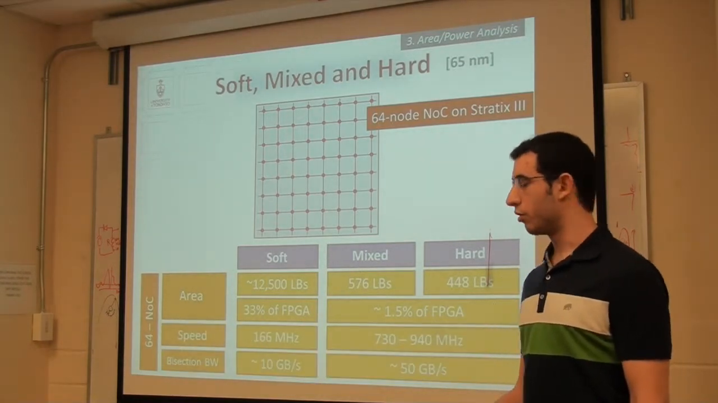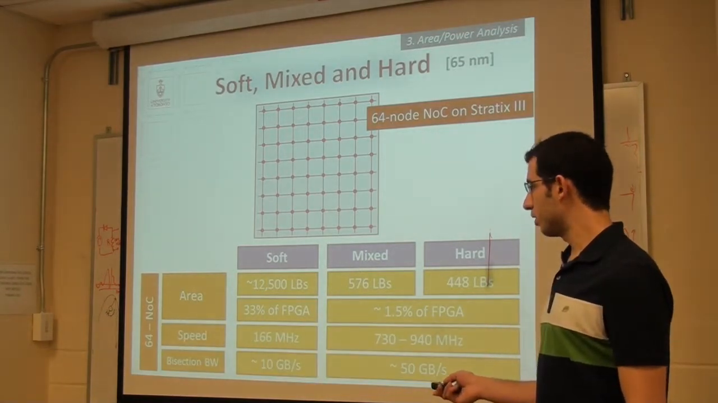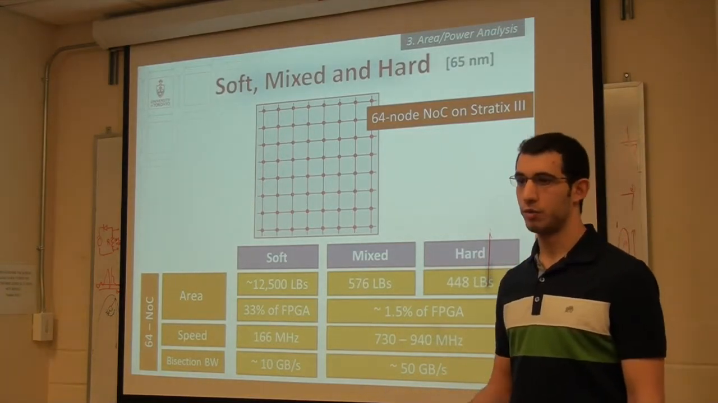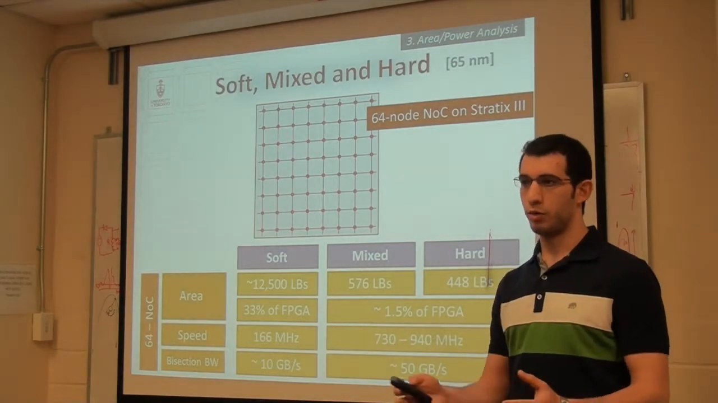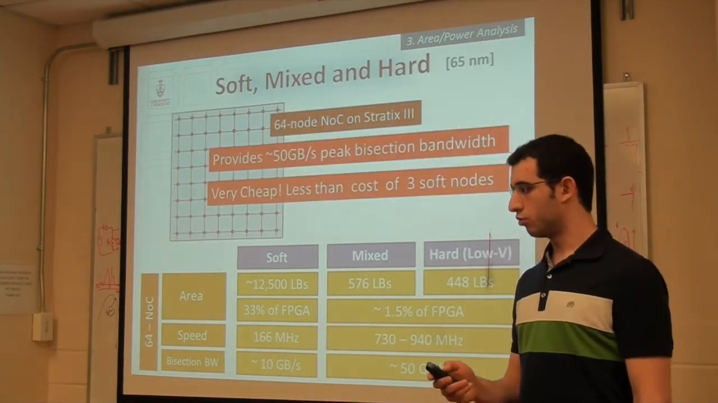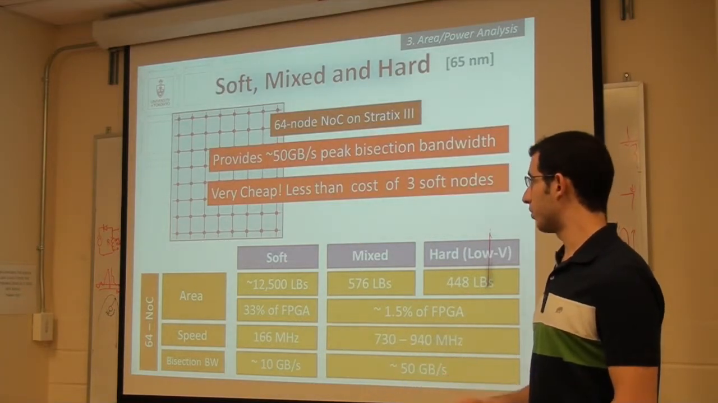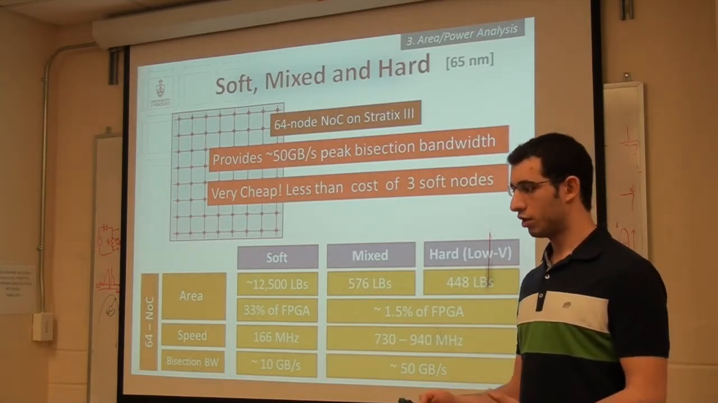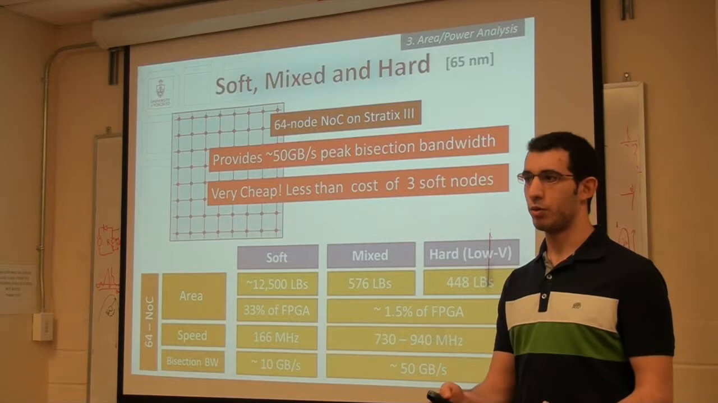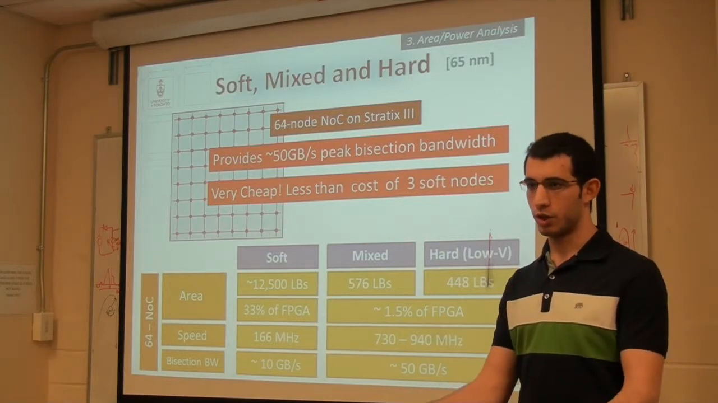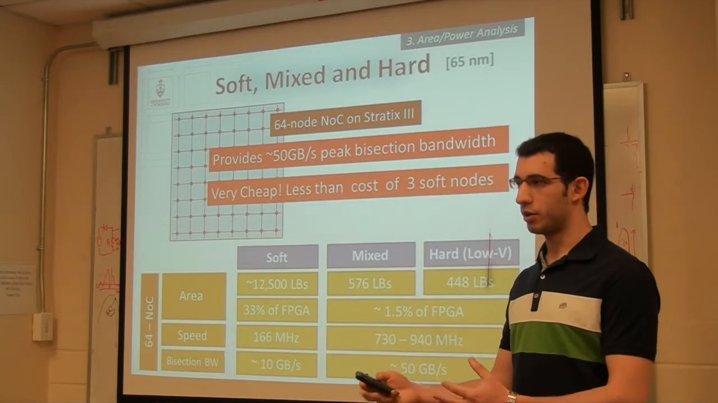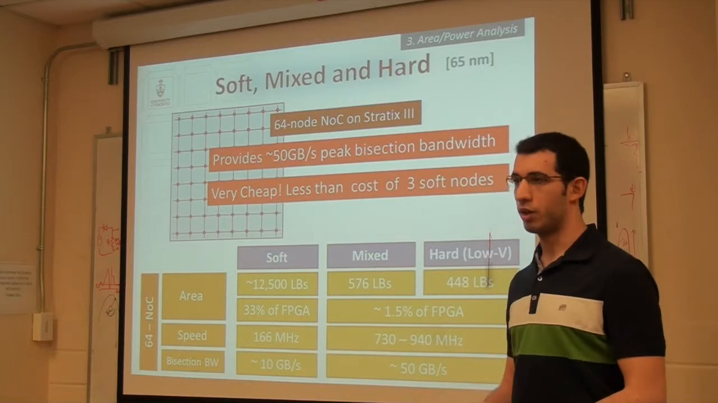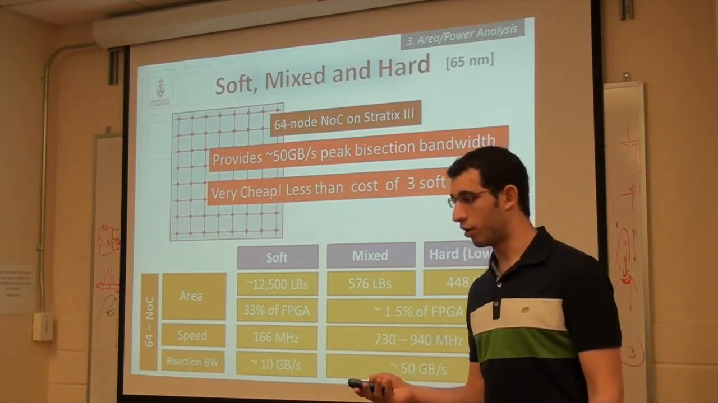In terms of speed, there was a similar gap as well, so it's almost 5 times faster. Instead of 166 megahertz, we can run an embedded network at 700 to 950 megahertz, and there's a proportional increase in bandwidth, of course. So we have a 64-node network on Stratix 3 that provides about 50 gigabytes per second bisection bandwidth, and it costs less than 3 soft routers. So if you have a design that wants to use a network on chip and it has more than 3 routers in the design, then you're better off using a full-fledged 64-node NOC, which is composed out of hard logic.